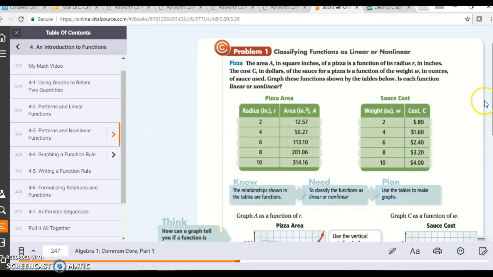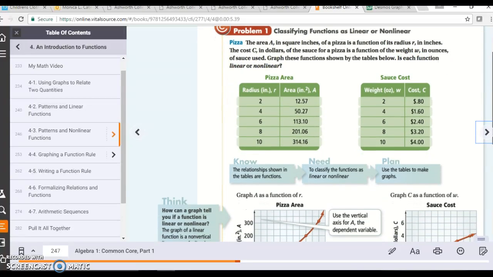It says pizza. The area A in square inches of pizza is a function of its radius r in inches. The cost C in dollars of sauce for a pizza is a function of the weight W in ounces of sauce used. Graph these functions shown by the tables below. Is each function linear or nonlinear?